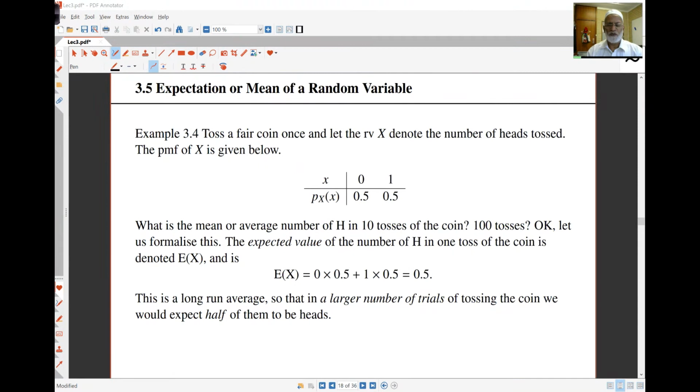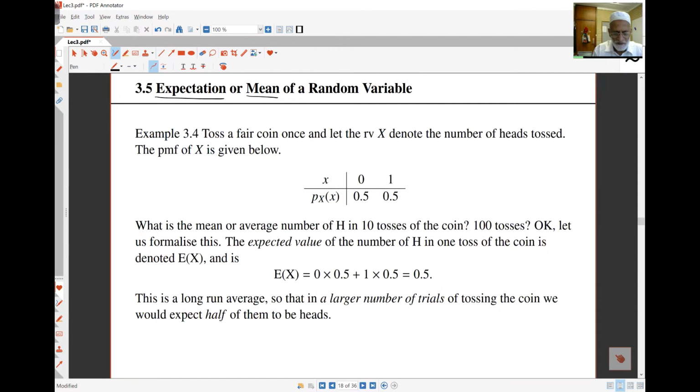We now look at the concept of the mean of a random variable, or the expectation. The word expectation, expected value, or mean are the same in meaning for us. If I look at the random variable x, which denotes the number of heads tossed in a single toss of a coin, the probability mass function is listed below. X takes the values 0, 1, with probabilities 0.5, 0.5.